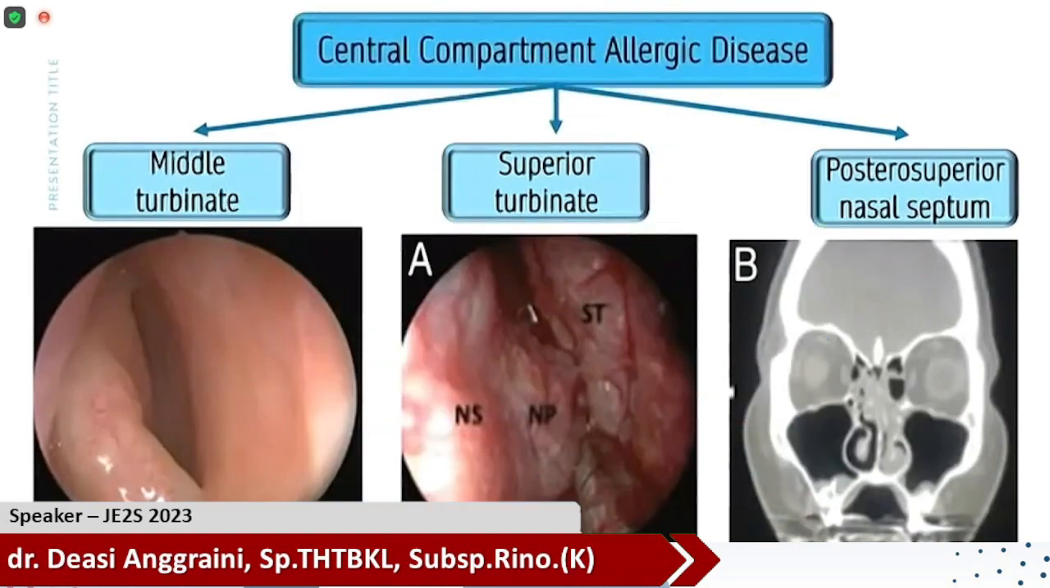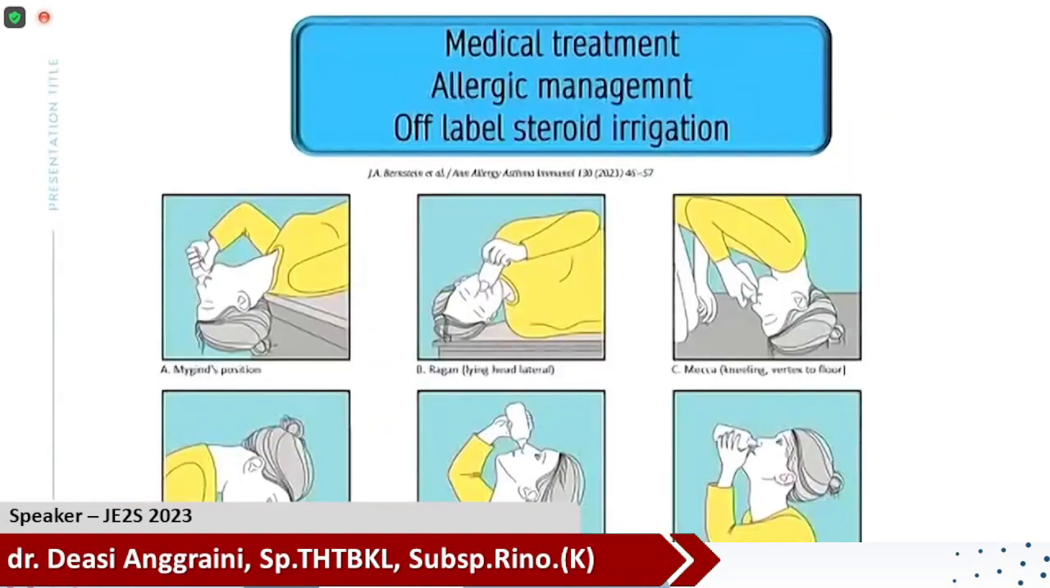Slide. How about the management? Usually we perform medical management for 6 up to 12 weeks, and allergy management, because almost all of the CCAD has an allergy, especially to house dust mite. And usually we also use off-label steroid irrigation. There are no guidelines for off-label steroid irrigation, but there are several positions.